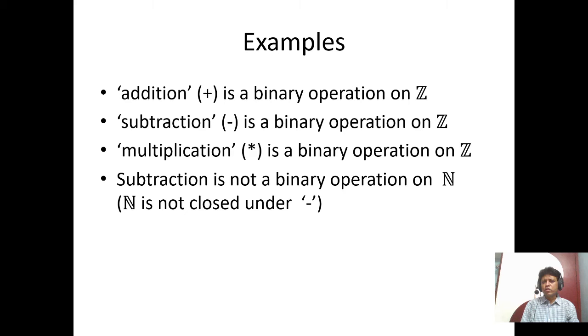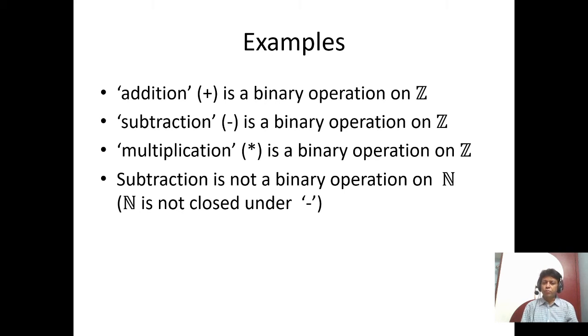Now, suppose plus is a binary operation on Z. 2, 3 belongs to Z. So 2 plus 3 is 5, and 5 belongs to Z. So this gives you a binary operation on Z. Subtraction is a binary operation on Z. Multiplication similarly is a binary operation on Z. But subtraction is not a binary operation on the natural numbers, because 2 belongs to the natural numbers, 3 belongs to the natural numbers, but you see 2 minus 3 doesn't belong to the natural numbers.